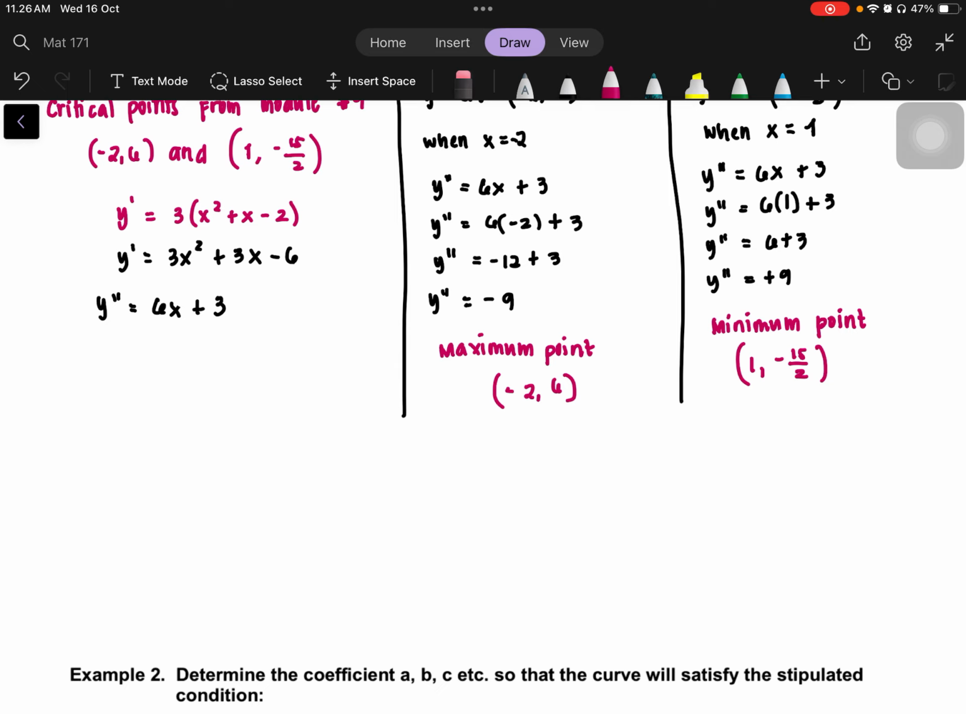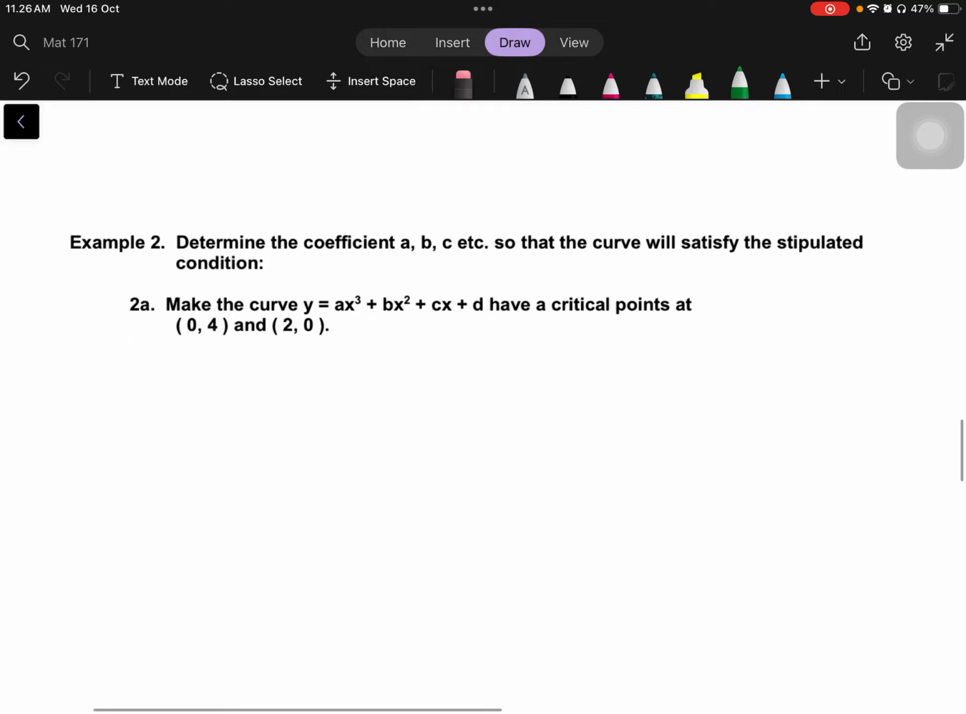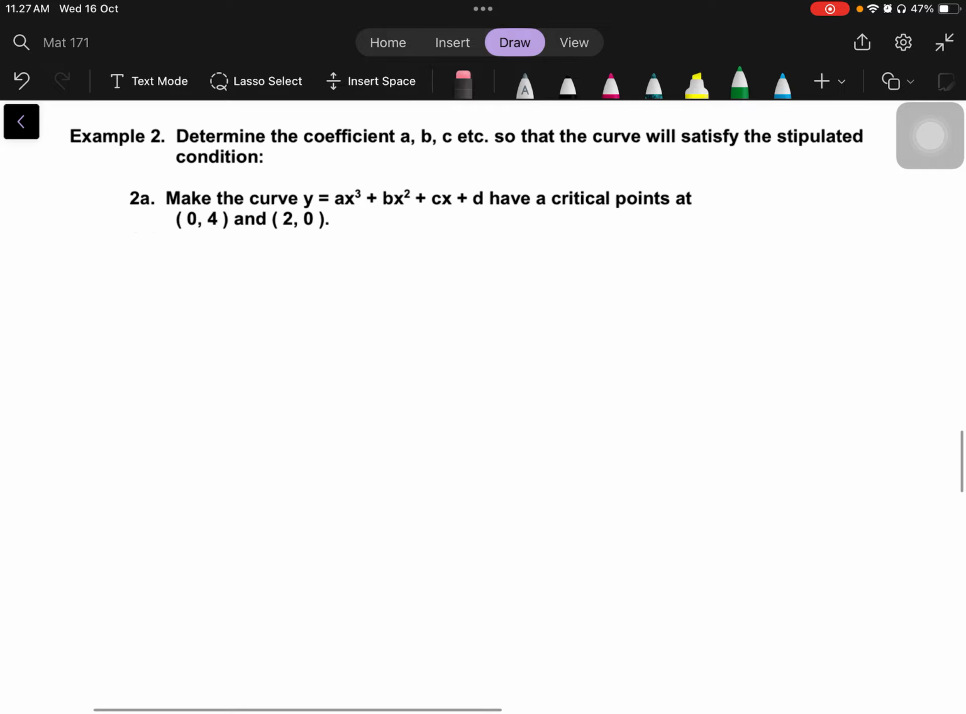So, dito, sabihin na lang natin din, baka tinatanong ano ba yung itsura niya. So, of course, pag maximum point, diba? Pag maximum point, it is concave downward, pababa. And then, kapag minimum naman, concave upward. Okay? So, that's all. Now, let us move to our example number 2.